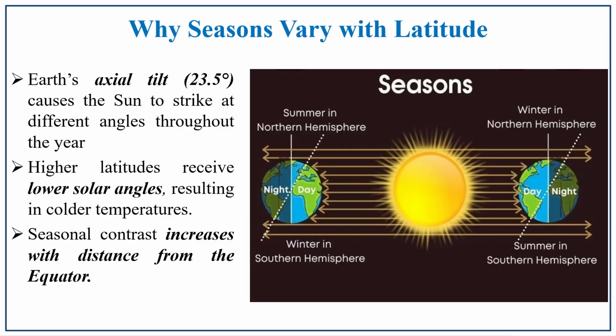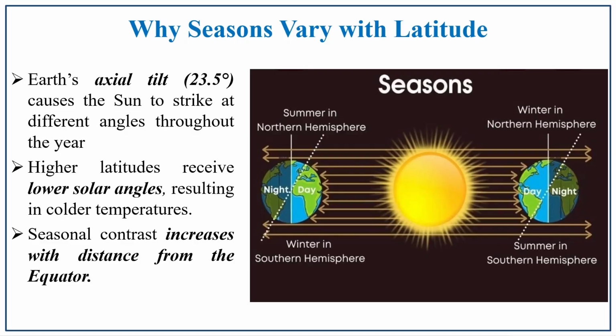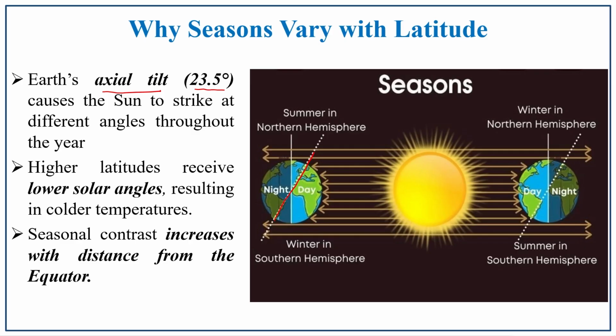Why do seasons vary with the latitudes? In the previous lecture itself, we discussed the major reason. Can you remember that? That is the earth's axial tilt. What is the degree? The degree is 23.5 degrees. So our earth is tilted at 23.5 degrees as a tilted axis, and it causes a difference in rays, that is the straight rays and the slanting rays which strike the earth's surface. Higher the latitudes, what happens? It receives rays at lower angles, resulting in colder temperature.